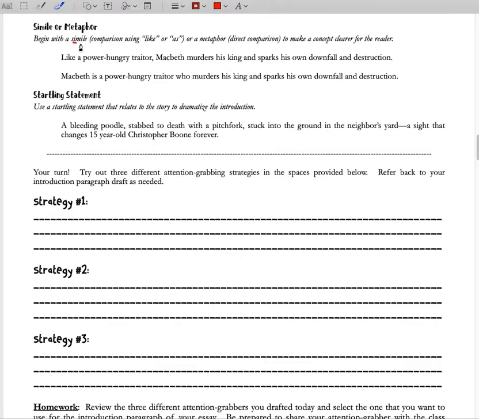You can use a simile or a metaphor. So remember, a simile is a comparison using like or as, and metaphors are direct comparisons to make a concept clear for the reader. So for example, like a power-hungry traitor, Macbeth murders his king and sparks his own dread downfall and destruction. Or: Macbeth is a power-hungry traitor who murders his king and sparks his own downfall and destruction. So we can see here that the first just uses the like, and that one uses direct comparison, so simile and metaphor.